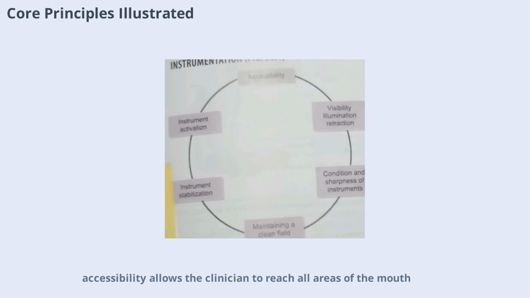For example, accessibility allows the clinician to reach all areas of the mouth, while proper illumination and visibility help identify calculus and plaque. Retraction techniques improve access and protect tissues, and sharp instruments make procedures more efficient and comfortable for both patient and clinician. Maintaining a clean field is crucial for infection control and clear vision during treatment.